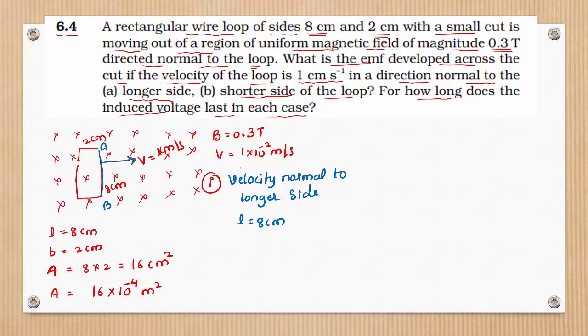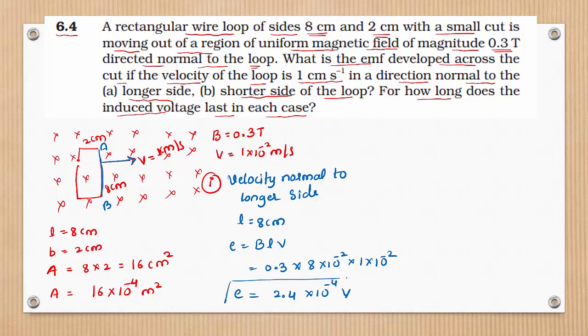We know the formula for induced EMF, E equal to BLV. Magnetic field is given 0.3 Tesla, into length 8 cm, in terms of meter, 8 into 10 raised to minus 2. Then velocity is given 1 into 10 raised to minus 2. So calculating these values, I am directly going to write the answer: induced EMF E equal to 2.4 into 10 raised to minus 4 volt. This is the induced EMF when velocity is normal to the longer side.